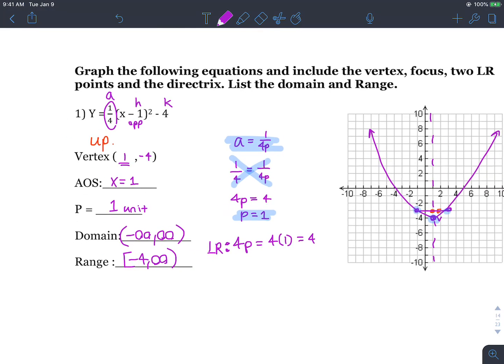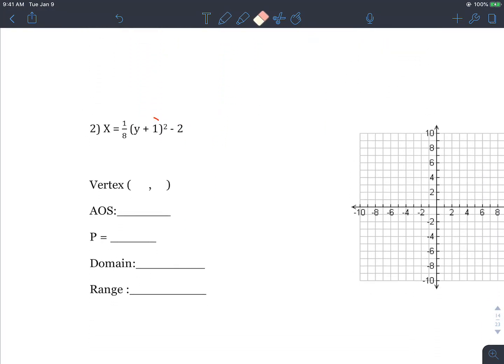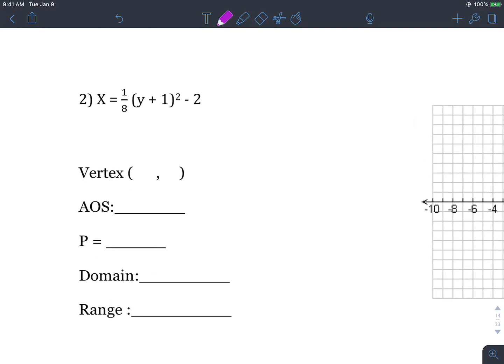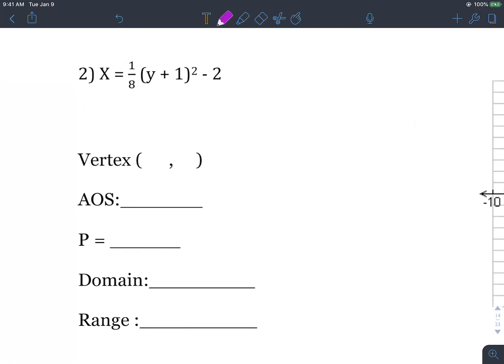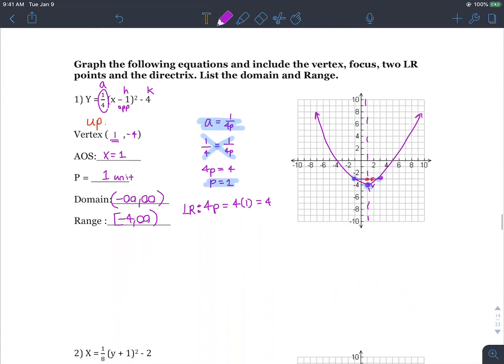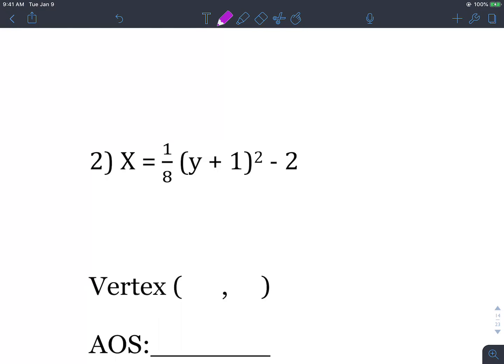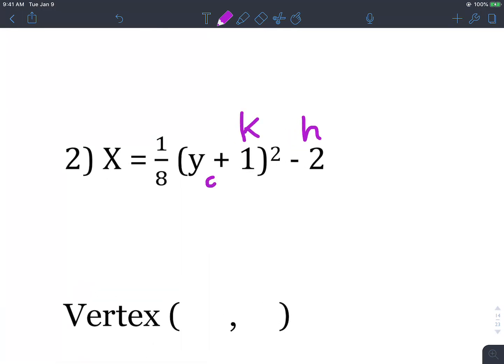Okay, so let's try another one out here. I think we're going to do an x equals version here on this one. So with this, if you want to go back to your formulas on the front page, everything is switched about these x equals graphs right here. So I accidentally had it already written in here, but the h and k are switched. So k is now inside with the y and h is on the outside. And inside the parentheses, you still want to go to the opposite sign.